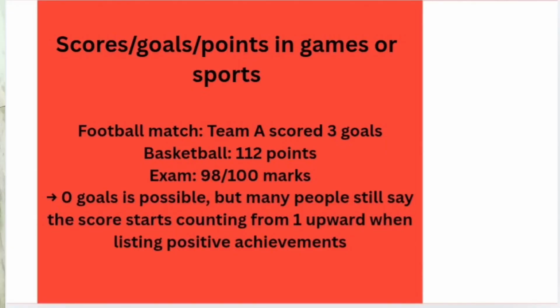The fifth example, scores or goals or points in games or sports. Football match, Team A scored 3 goals. Basketball, 112 points. Exam, 98 out of 100 marks. 0 goals is possible, but many people still say the score starts counting from 1 upward. When listing positive achievements, natural numbers are the foundation of almost all mathematics you learn in school. Arithmetic, fractions, algebra, and more all build on them.